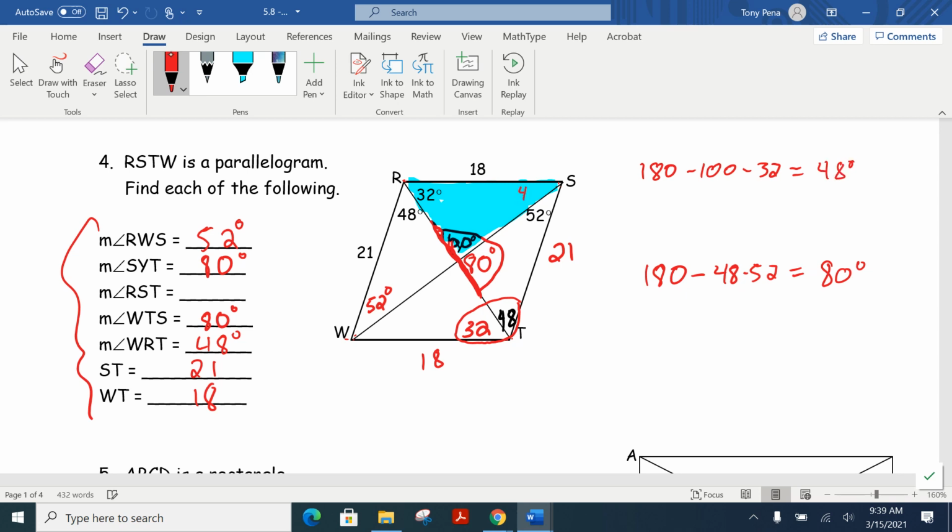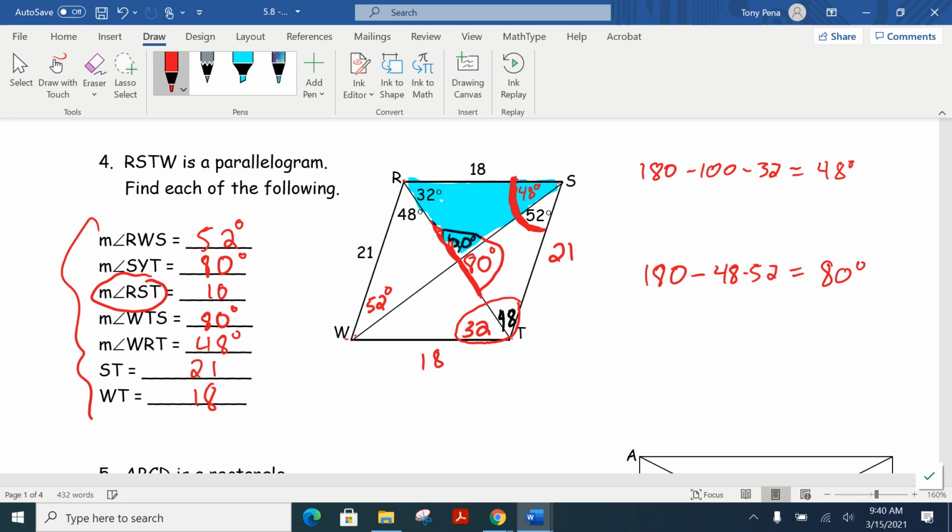So this has to be a 48 degree angle. Although now that I think about it, we didn't even have to do that, right? There's so many different ways to do these. There are some different routes we could take. But now that we do this, let's go ahead and do this, and we'll talk about why we didn't necessarily have to do this. If I wanted RST, this full angle right here is the sum of 48 and 52.